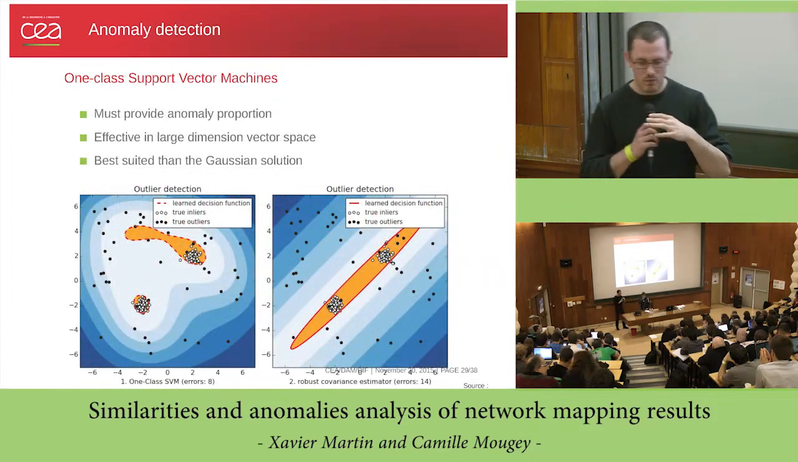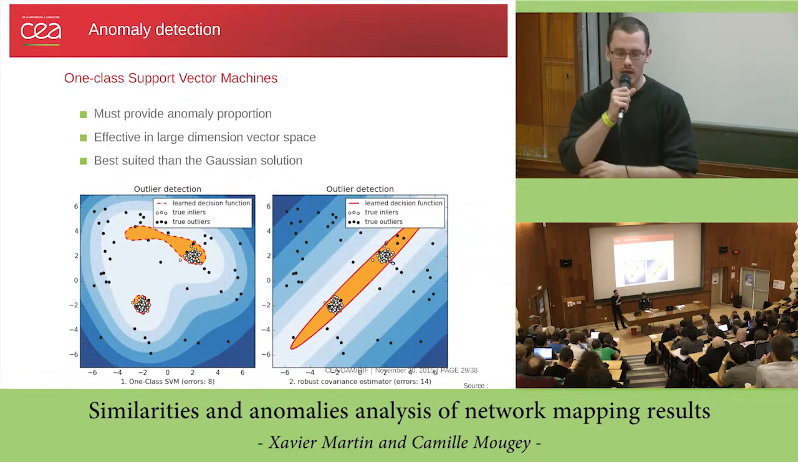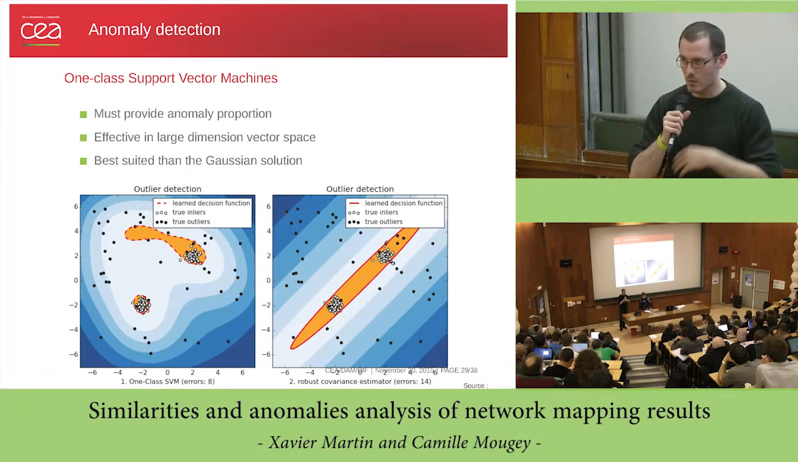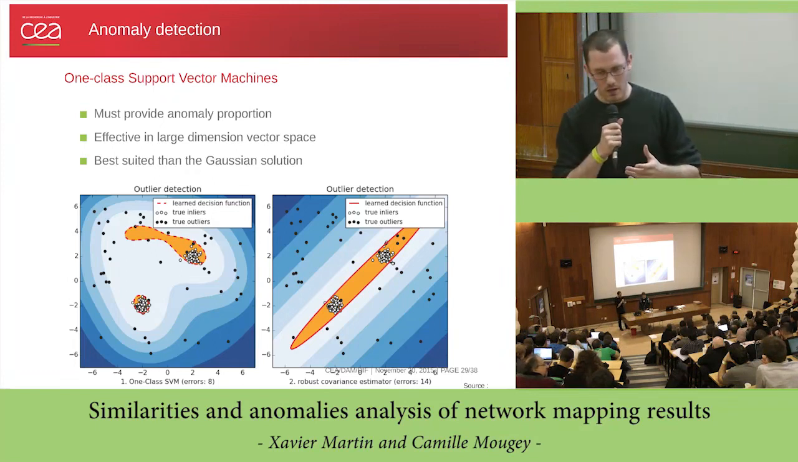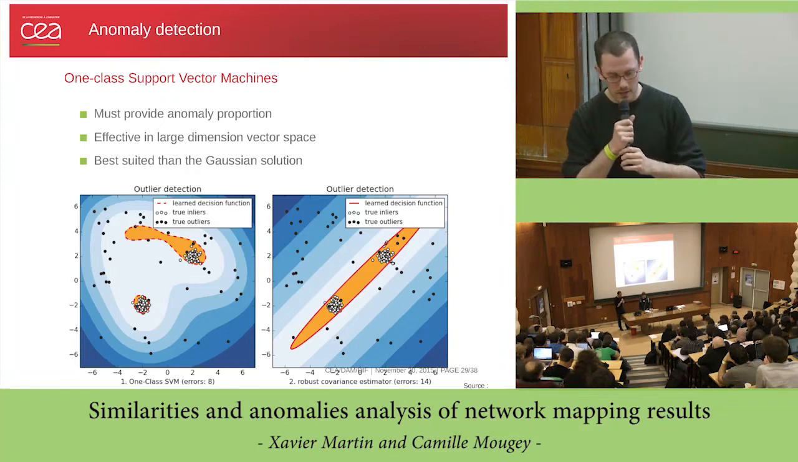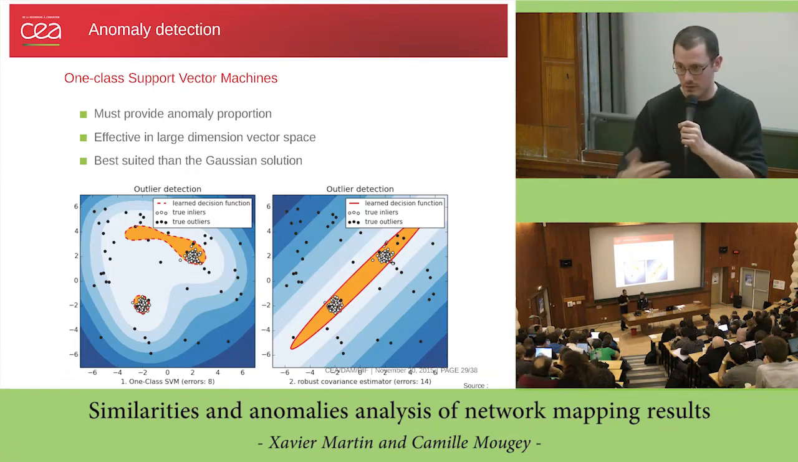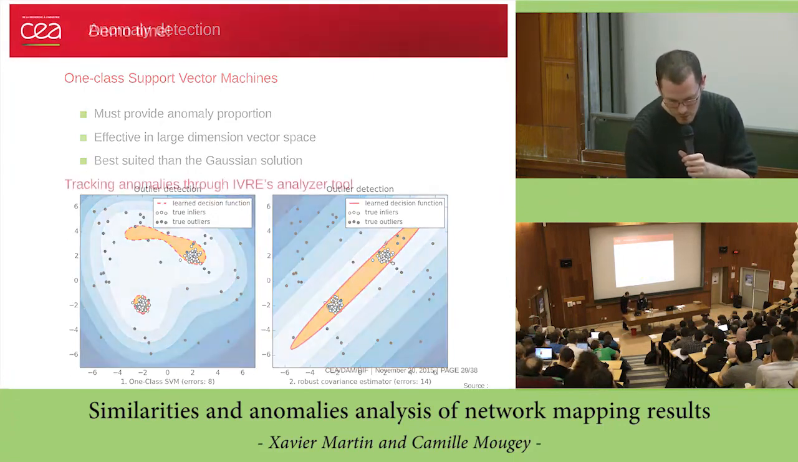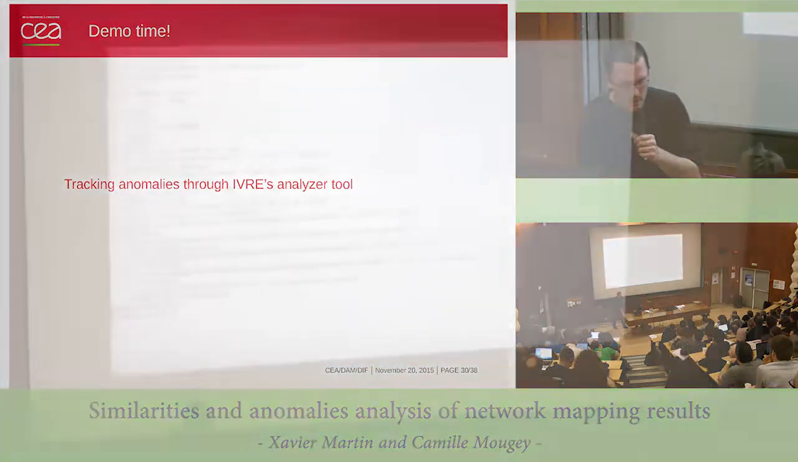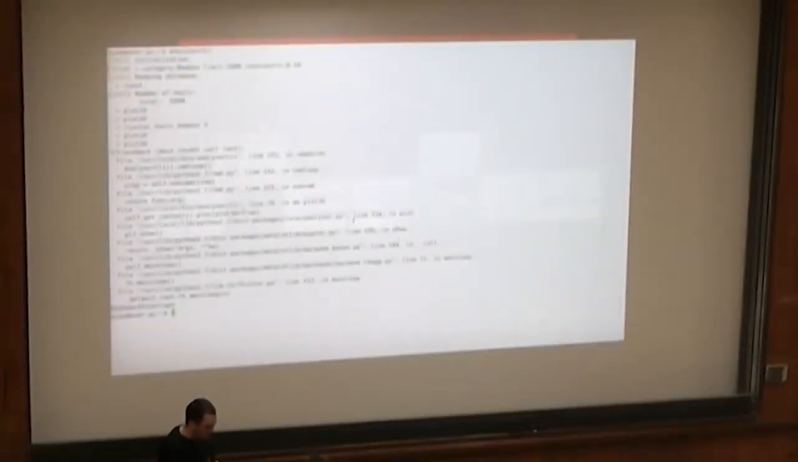There are 2 main kinds of algorithm for anomaly detection. The one that considers that the data are Gaussian distributed, and this is an assumption we cannot make. And the other one that supposes this is not the case. So we chose to go for this algorithm, which is the one-class support vector machine. Okay, so we'll see that in Ivre.